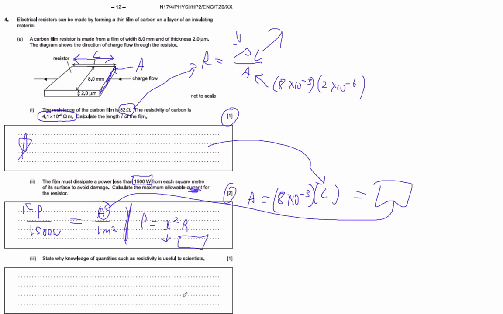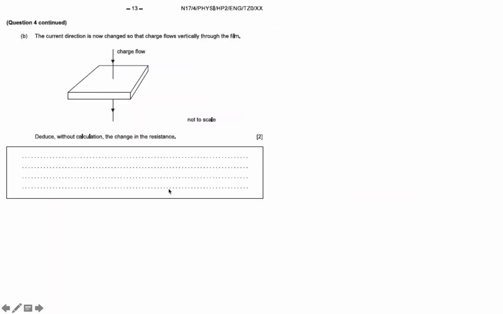the current. Stating knowledge of quantities such as resistivity is useful to scientists. Well, you just use the resistivity to design a resistor. So do you think that might be a use of it? I don't know. I like that question. All right.